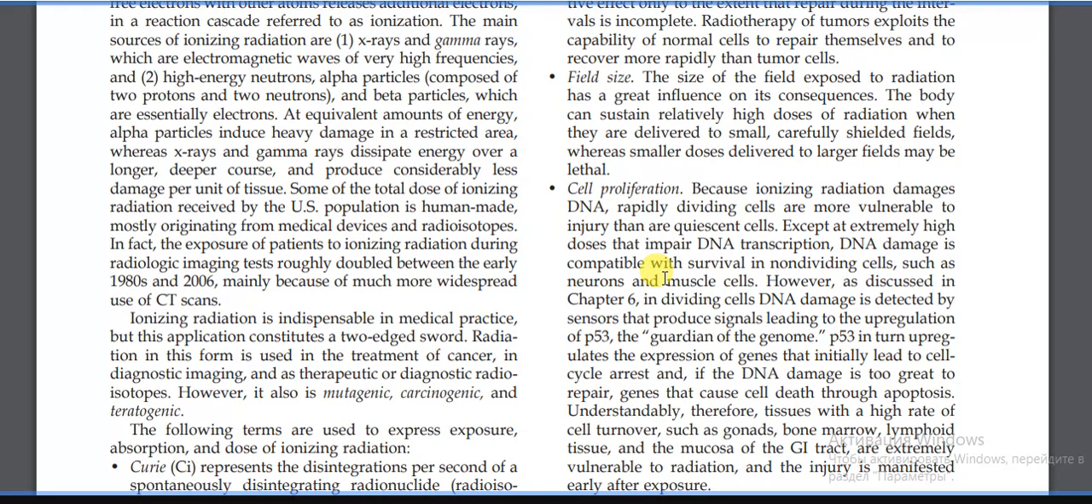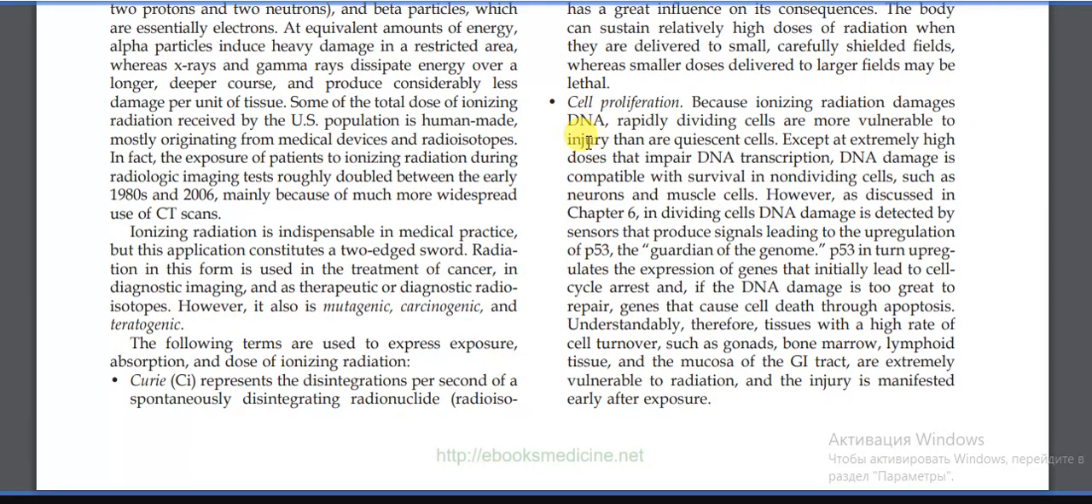As I said before, DNA damage causes upregulation of p53, which is the guardian of the genome. p53 in turn upregulates the expression of genes that initially lead to cell cycle arrest, and if the DNA damage is too great to repair, genes that cause cell death through apoptosis. So as I said right before, I don't need to repeat it actually.